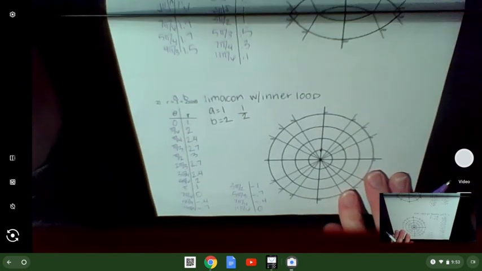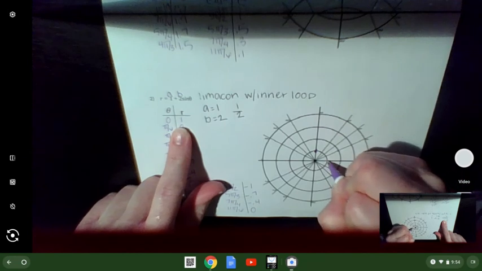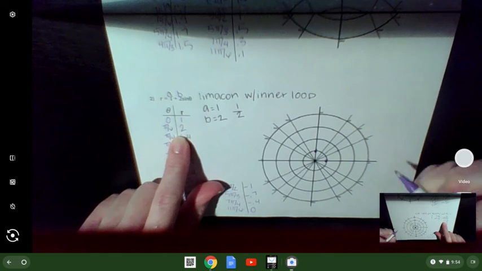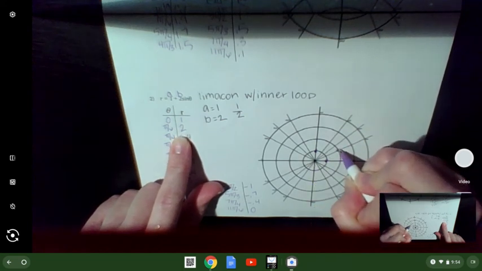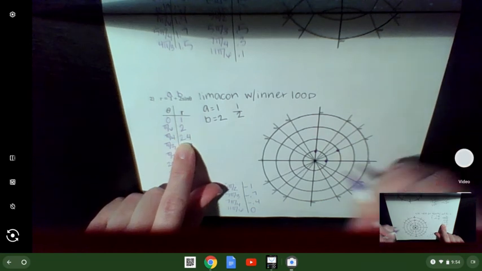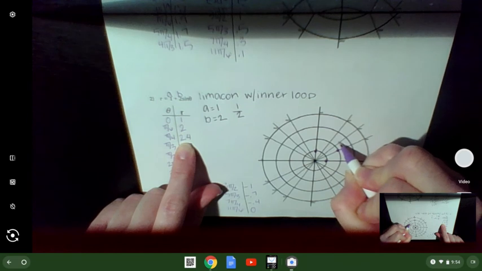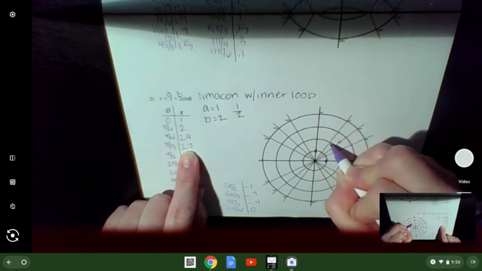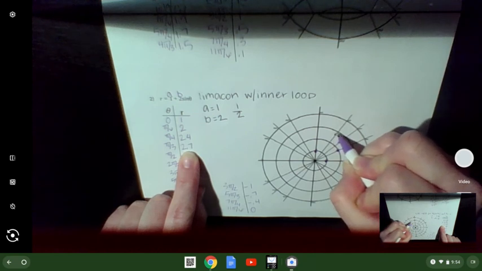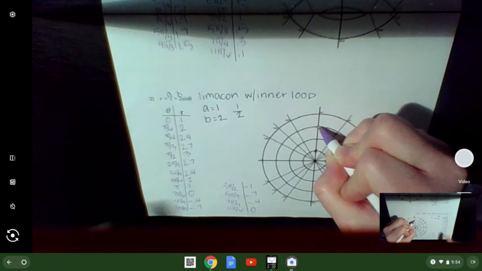So plotting the points, here we go. Angle of 0, we are 1 out at an angle of 0. Pi over 6, we are 1.2 out. Pi over 4, we are 1.4 out. Pi over 3, 1.7 out. Pi over 2, we are 2, 3 out.